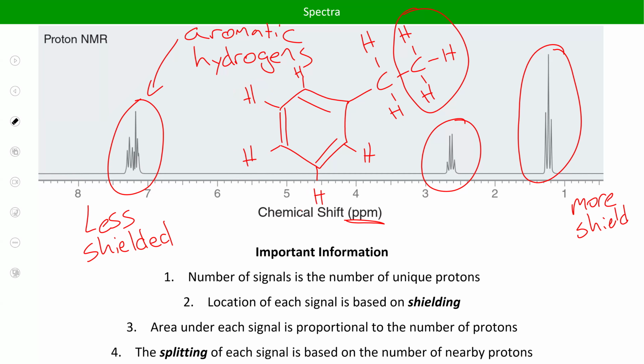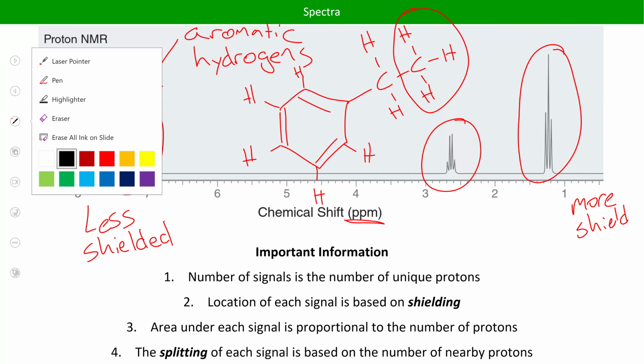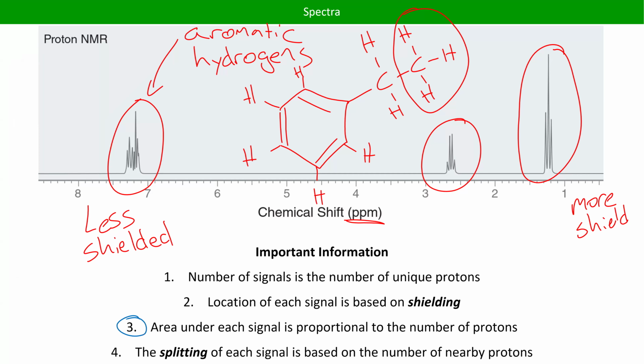So that's actually where the intensity comes into play, because it turns out how big these peaks are is based on how many hydrogens are part of that signal. And that's number 3 on here. So we'll get there. I guess now's the perfect time to talk about that: the area under each signal. So it's not just how high it is, it's the integral. Think back to when we did the GC and we had to add up all the rectangles. The integral of these signals is proportional to the number of hydrogens.